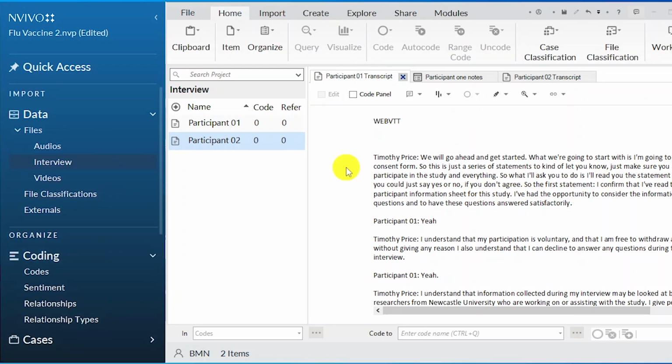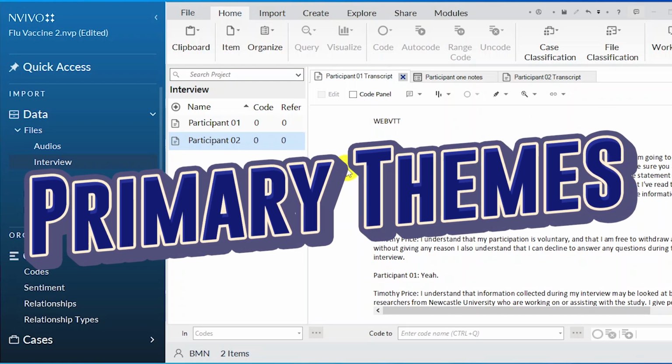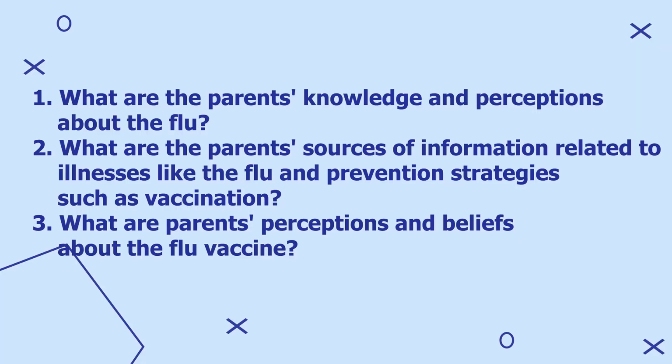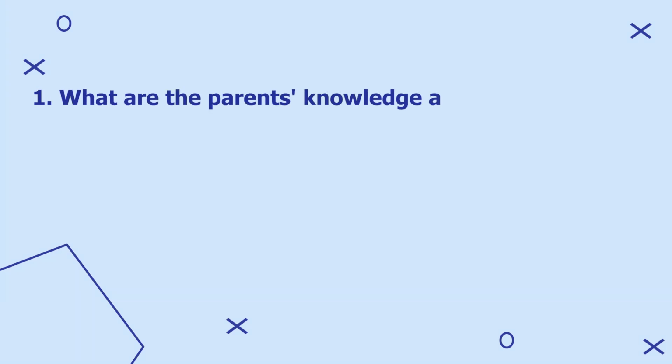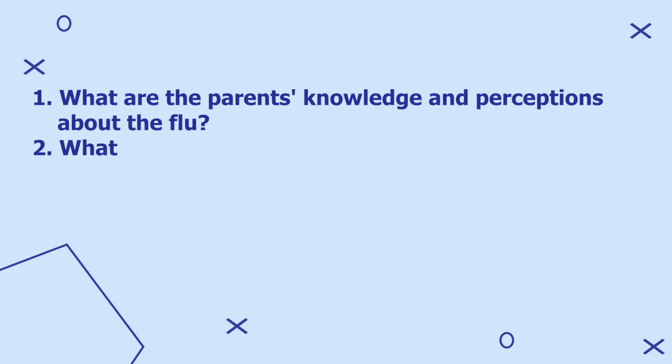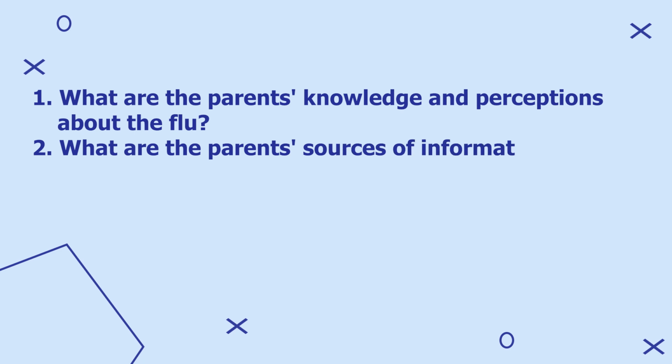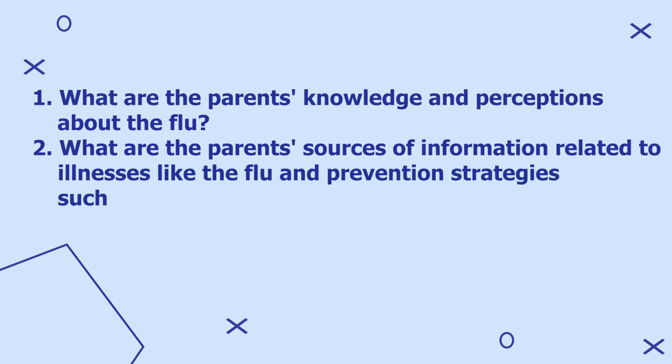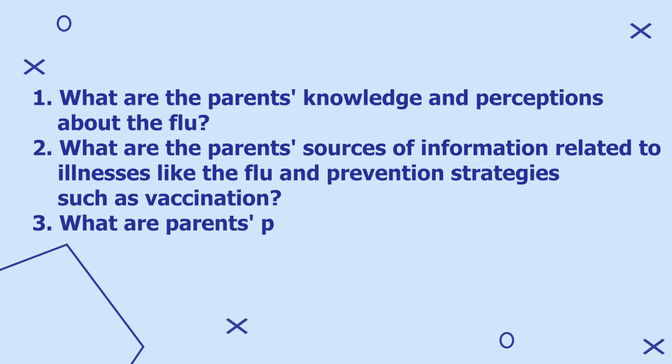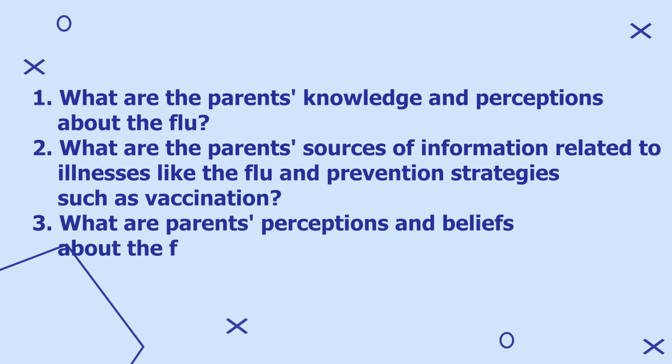Let's move to the next approach in conducting data analysis in NVivo, which is coming up with the primary themes. Here we have 3 main research questions that the research study sought to answer. The first question was, what are the parents' knowledge and perceptions about the flu? The second question was, what are the parents' sources of information related to illnesses like the flu and prevention strategies such as vaccination? And number 3, what are the parents' perceptions and beliefs about the flu vaccine?